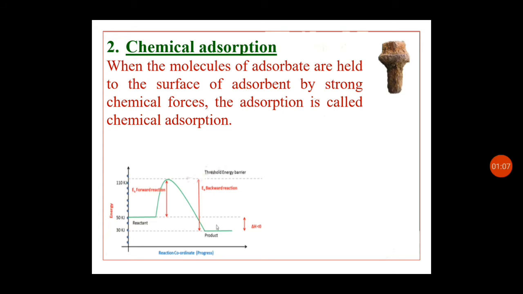The reaction progress is shown here. You have studied this figure in the previous chapter also, kinetics, that for change of reactants to products, some energy needs to be supplied to the reactant molecules, that is activation energy. Then only they are converted to products because the transition state is of higher energy. So in chemical adsorption, some energy is to be supplied for conversion of reactant to product.